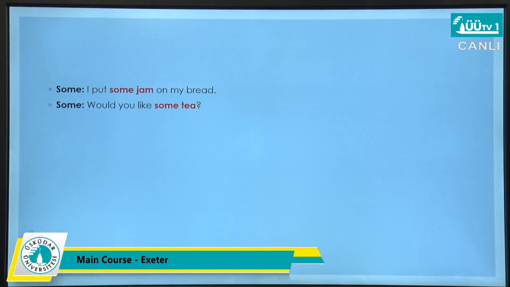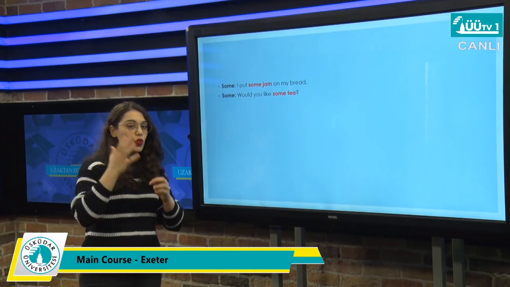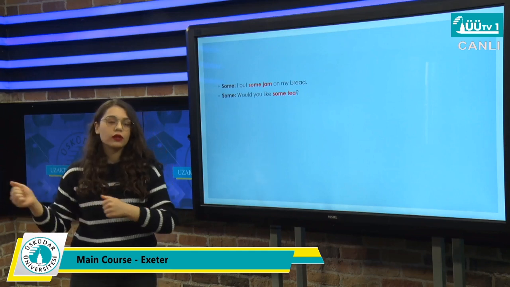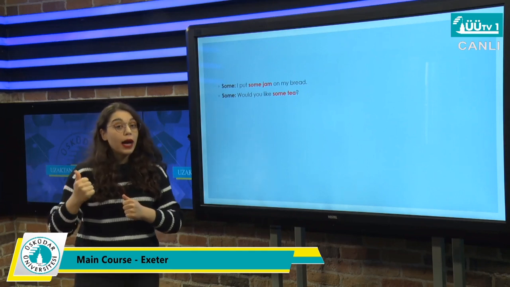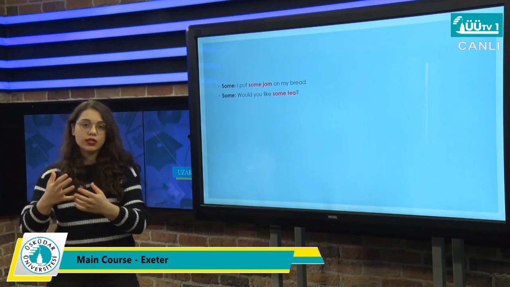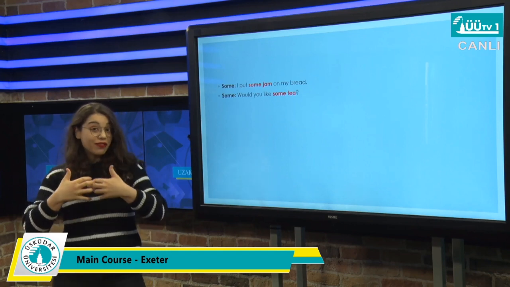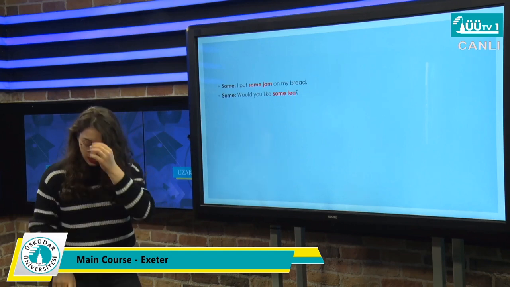Look at this example here. I put some jam on my bread. This jam is uncountable, right? So we can use some with uncountable nouns, like I put some jam. But when we're using some in questions, we're requesting or offering something, like, would you like some tea? It means that we have the tea and we're offering it.